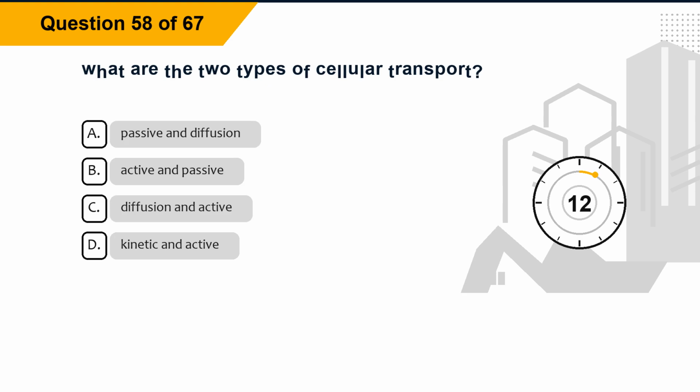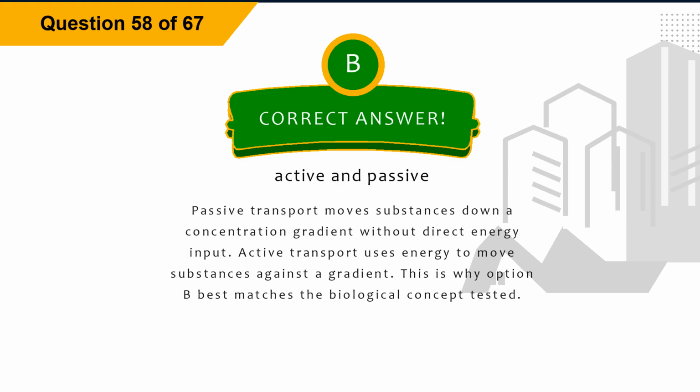Question 58. What are the two types of cellular transport? Option A, passive and diffusion. Option B, active and passive. Option C, diffusion and active. Option D, kinetic and active. The correct answer is option B, active and passive.